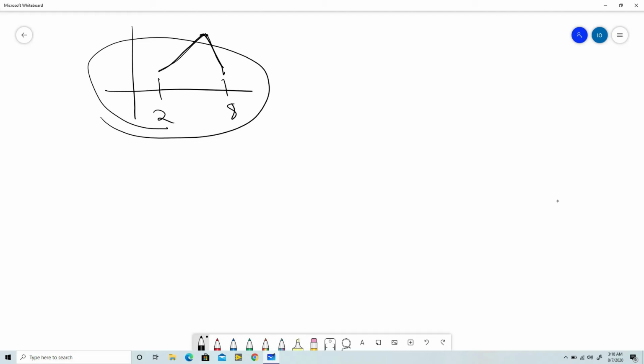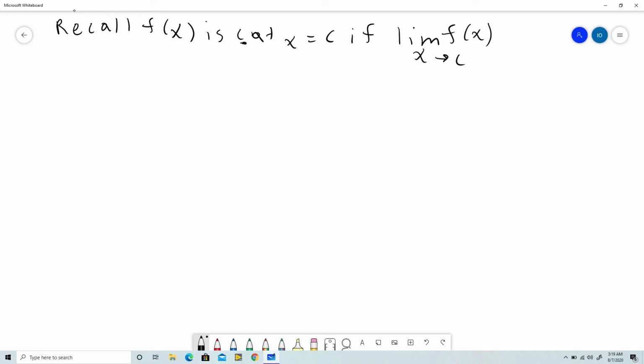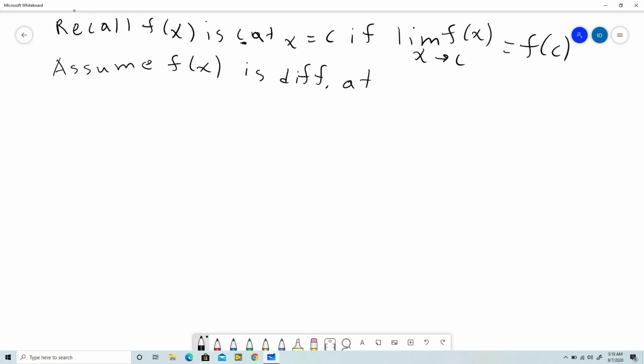Now we're going to do a small proof to actually prove that differentiability guarantees continuity. So let me clear the canvas. So recall what we just did, where f of x is continuous at x equals c if the limit of f of x as x goes to c equals f of c. Now assume that f of x is differentiable at x equals c.